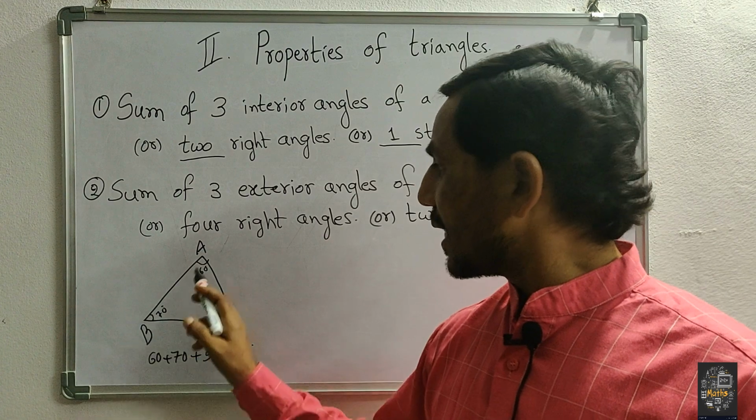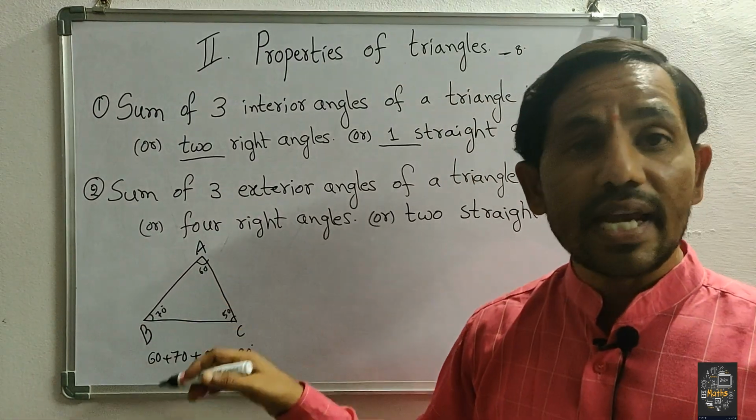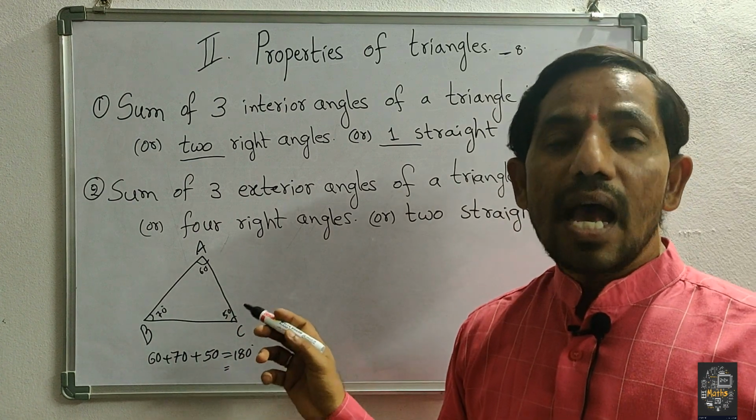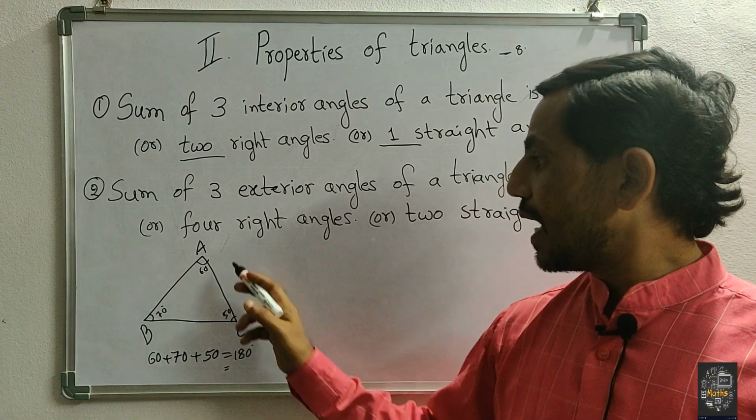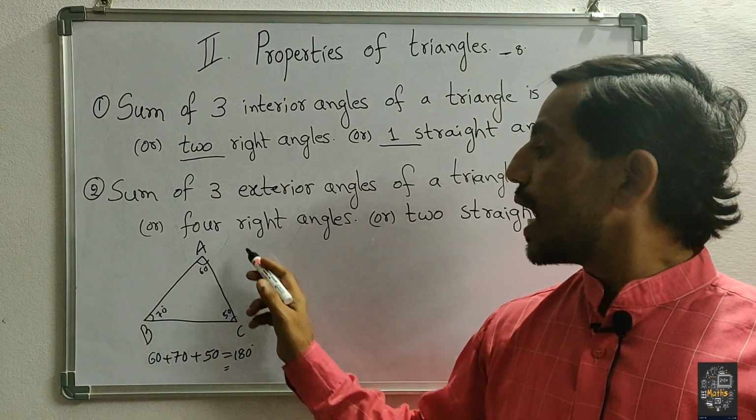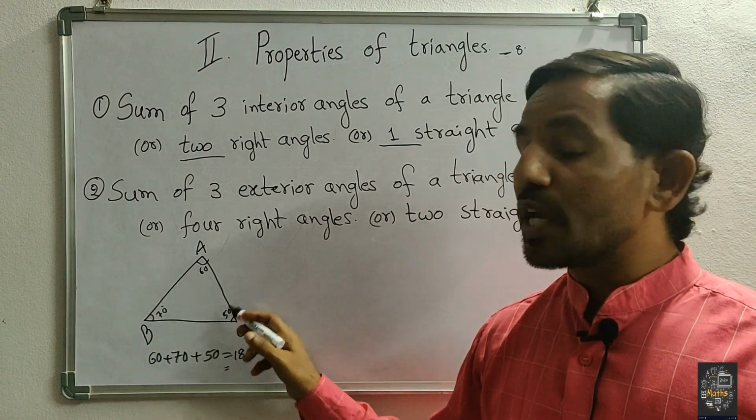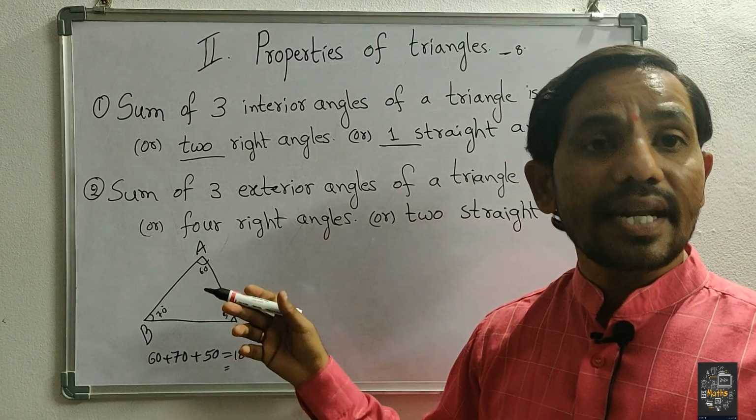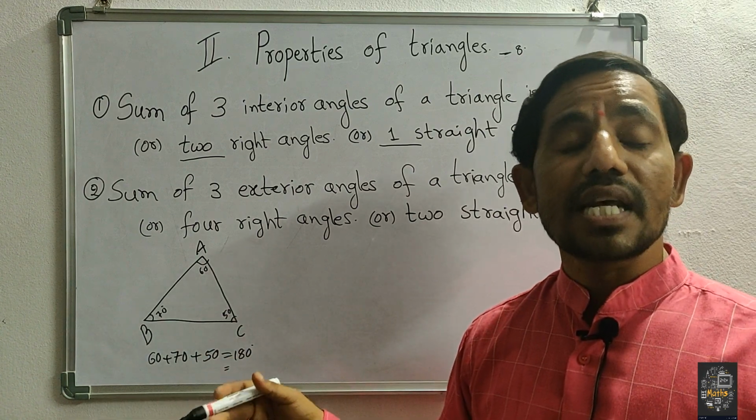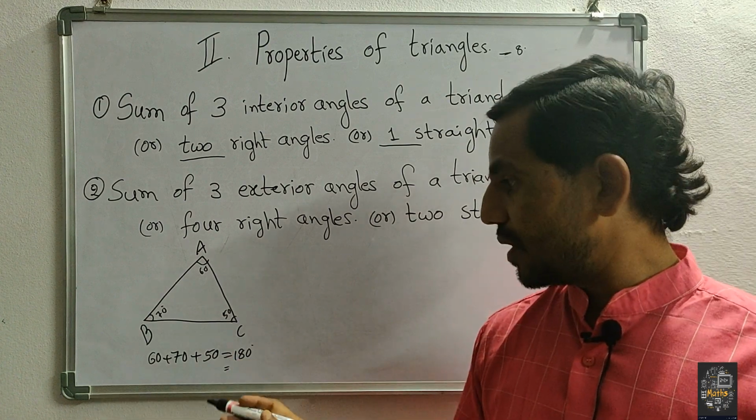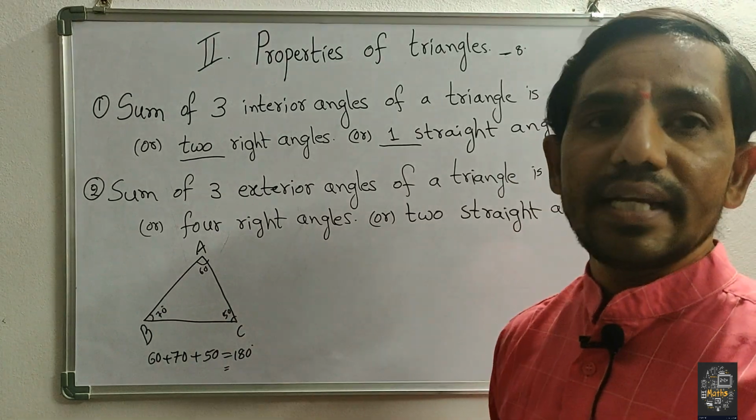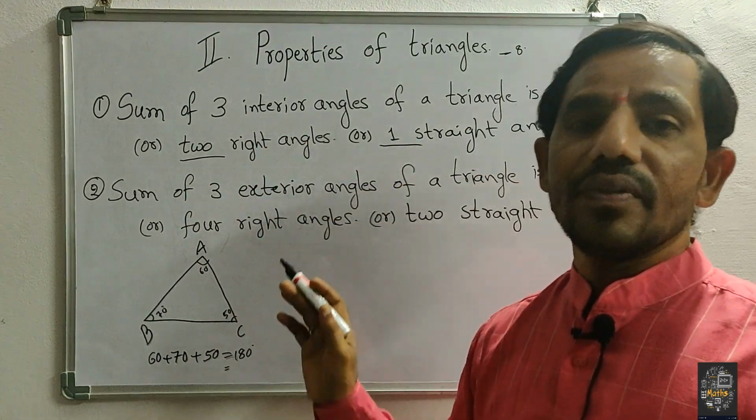So here in this triangle ABC, which type of triangle is this? According to angles, it is an acute angled triangle, because each angle is less than 90 degrees. And according to sides, this is a scalene triangle because all sides are different, meaning no two sides are equal. So 60 plus 70 plus 50 is equal to 180 degrees. This is the first property of the triangle.